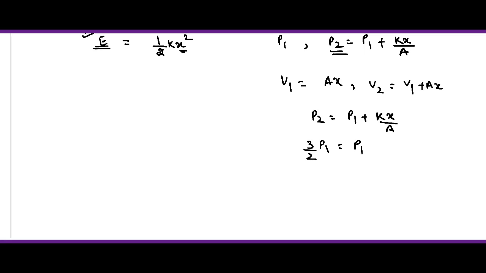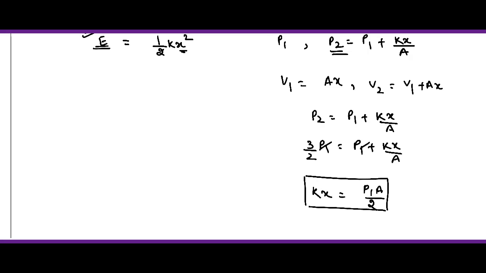P1 equals P1 plus Kx by A. P1 and P1 cancel, so I will get my value of Kx, that is equal to P1A upon 2. Okay. Similarly, we find this from this equation.